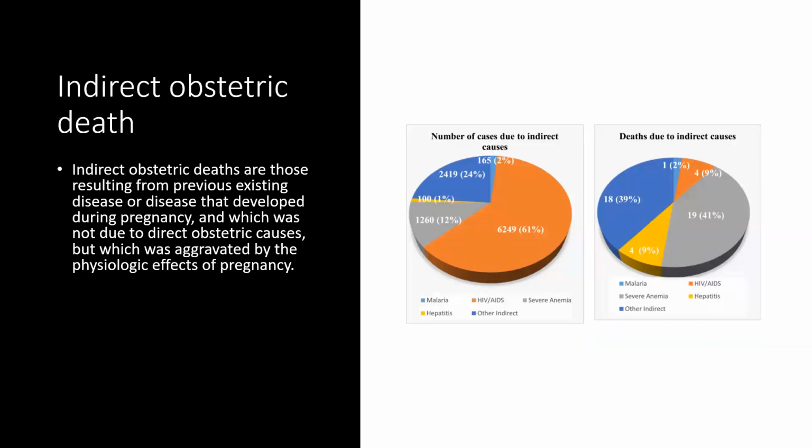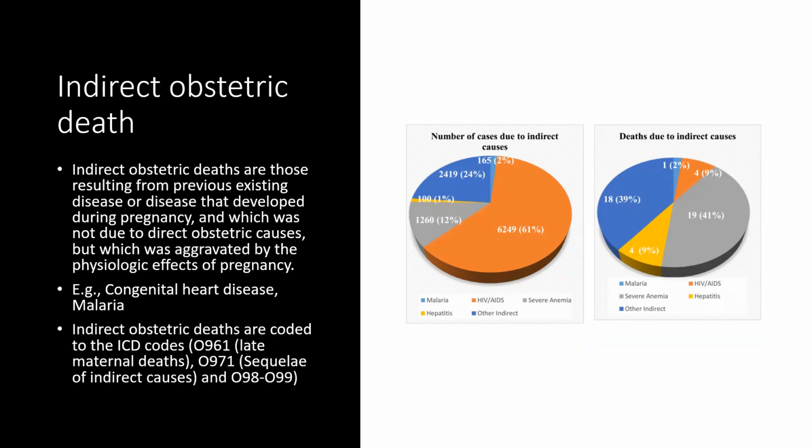Indirect obstetric deaths are those resulting from previously existing disease or diseases that developed during pregnancy, which were not due to direct obstetric causes, but which were aggravated by the physiologic effects of pregnancy. Examples are congenital heart disease and malaria. Indirect obstetric deaths are coded to the ICD codes O96.1, O97.1, and O98 to O99.